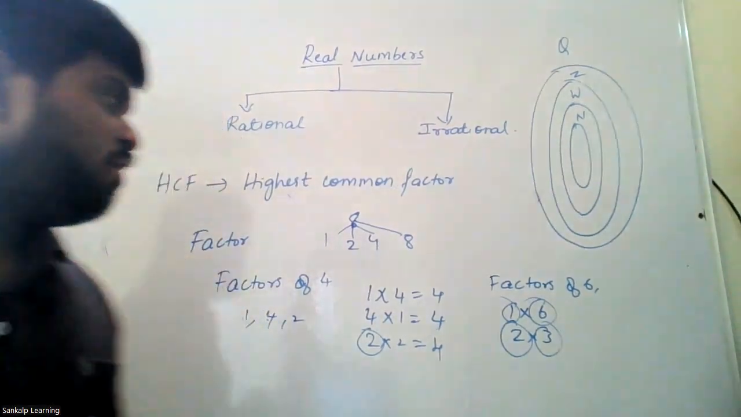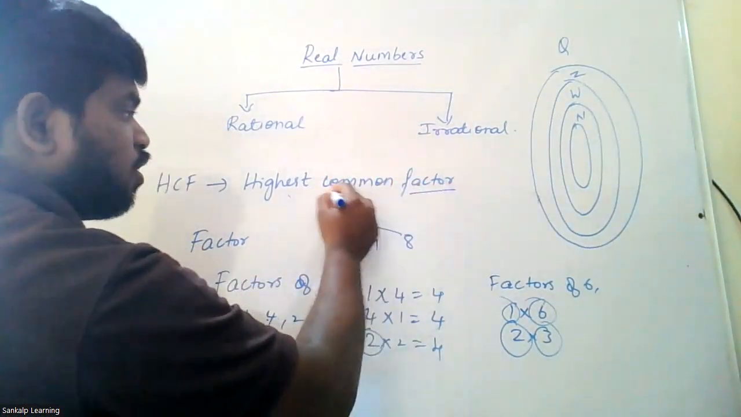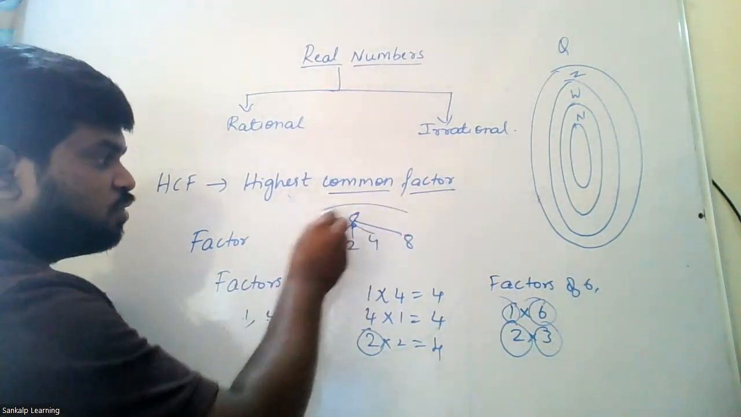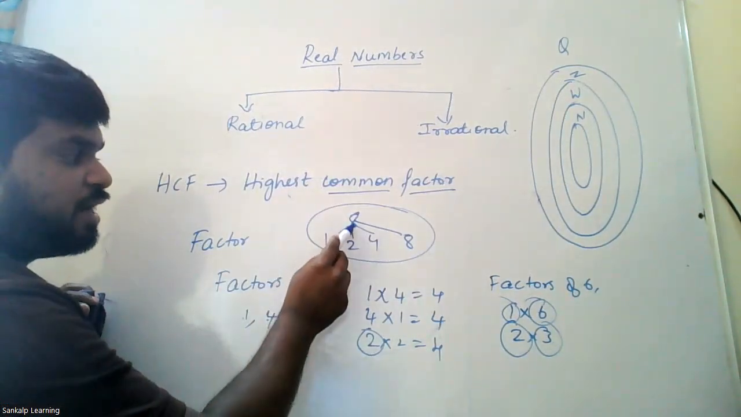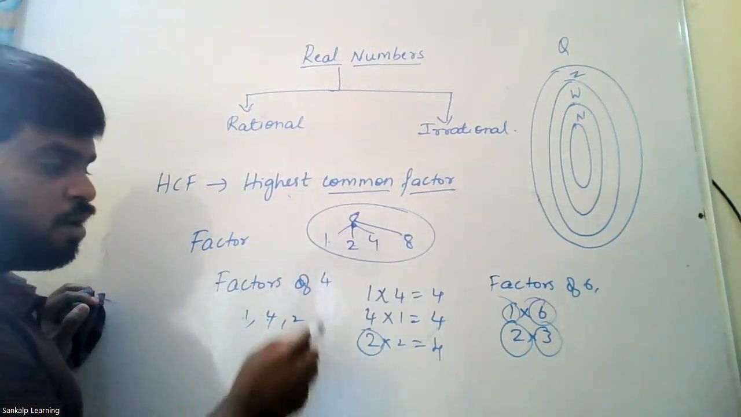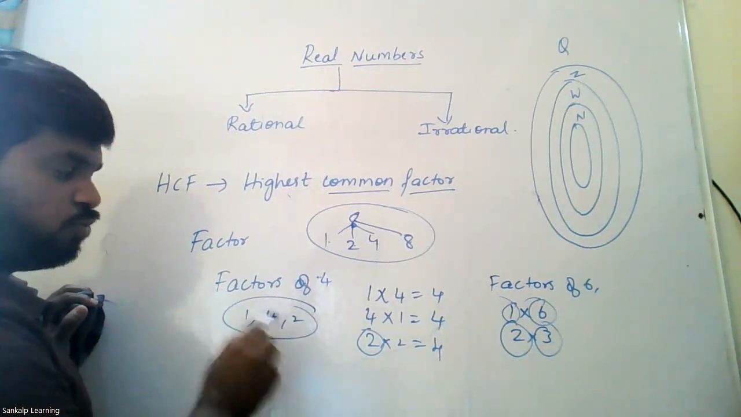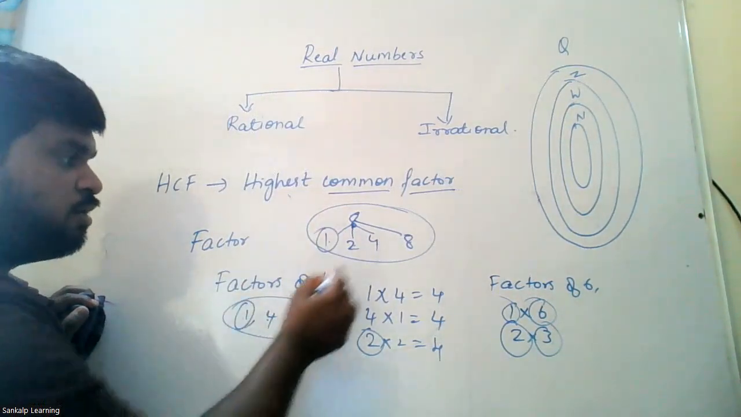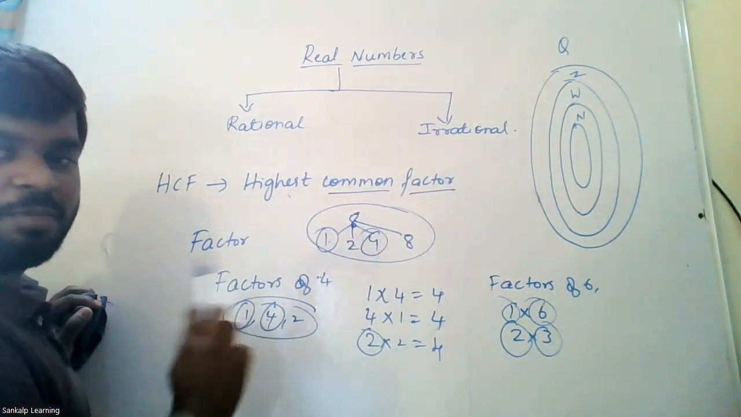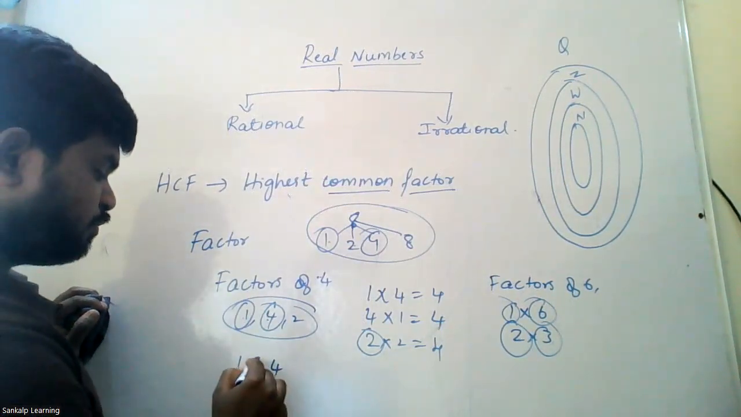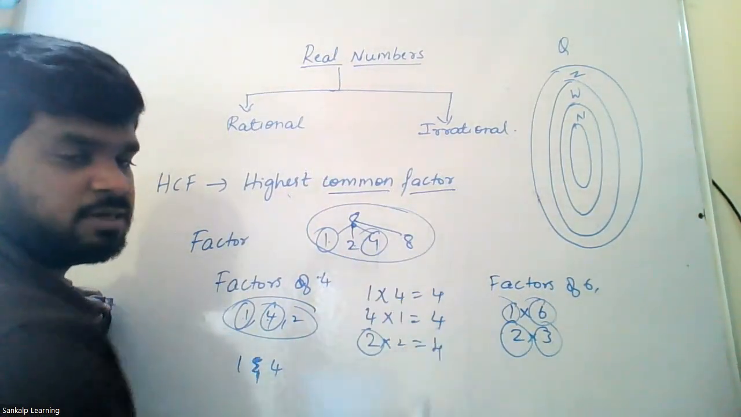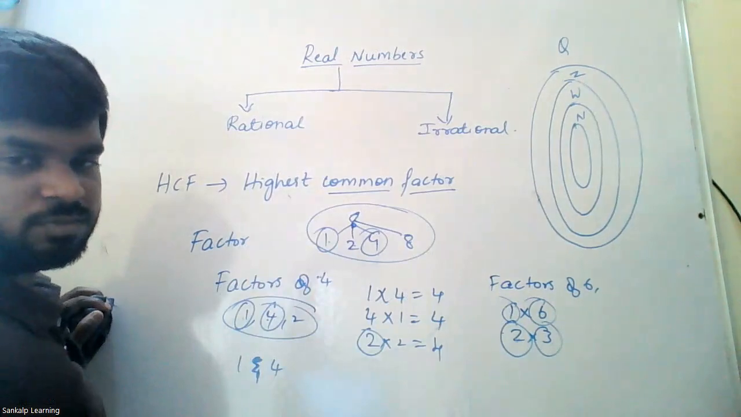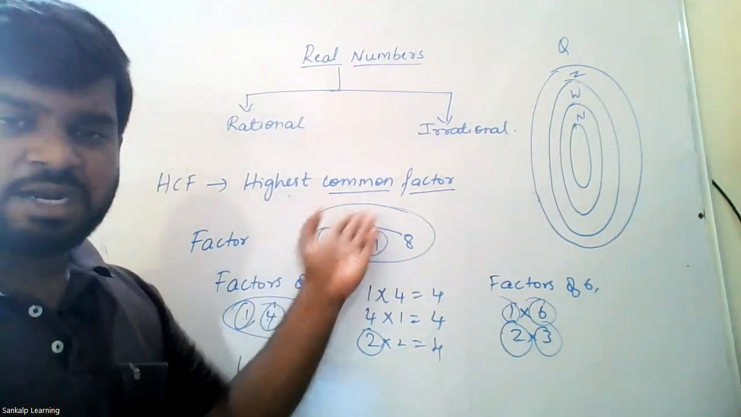Okay. Now, let's come to this word, common factor. Let's take here itself. Let's discuss this 8 and this 4. What are the factors of 8? 1, 2, 4, 8. What are the factors of 4? 1, 4, 2. What are the common things in them? 1 is common, then 4 is common. Therefore, the common factors are 1 and 4. If I discuss between 8 and 6, what are the common factors? 1 and 2. So common is simply the numbers that are the same in both.